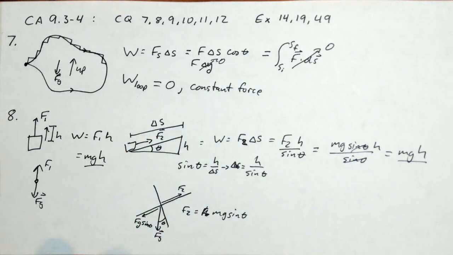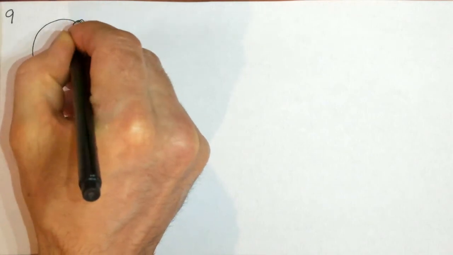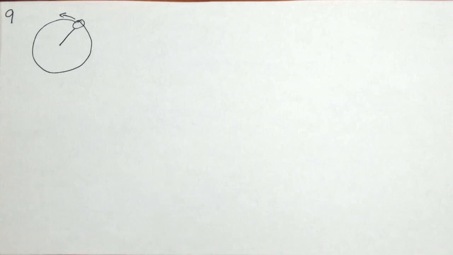Okay, let's move on to exercise 9. For 9, we have a ball traveling around the circumference of a circle, a ball on a string, so you're swinging this ball around on a string. What is the work done by the tension in that string? So think about our definition.